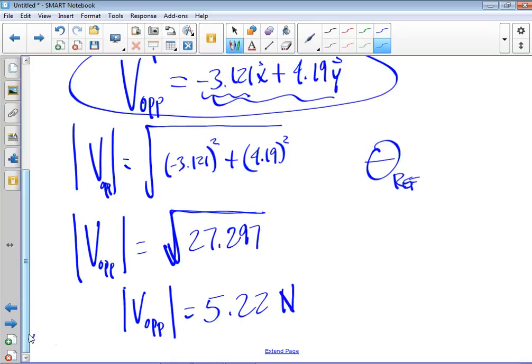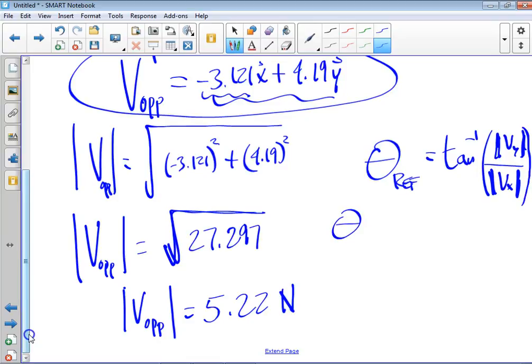Okay. Now we need a reference angle. That's going to be the inverse tangent of the y component. Just worry about the positives. Don't worry about if it's negative. Divided by the x component. That's what these vertical lines mean. So you just worry about this positive value. Don't worry about anything that's negative. Just drop negative signs. So that's going to be the inverse tangent of 4.19 divided by 3.121.